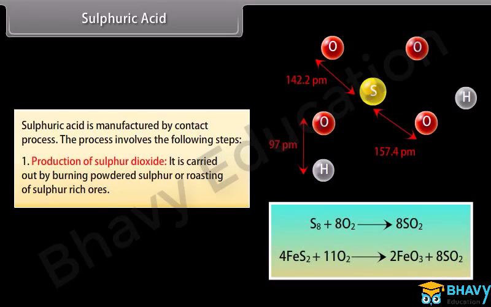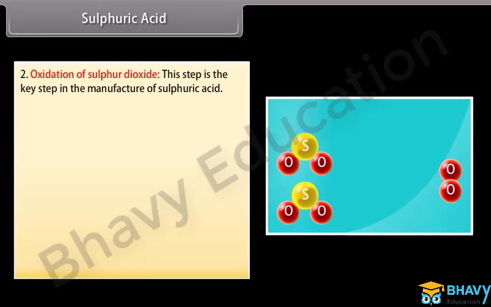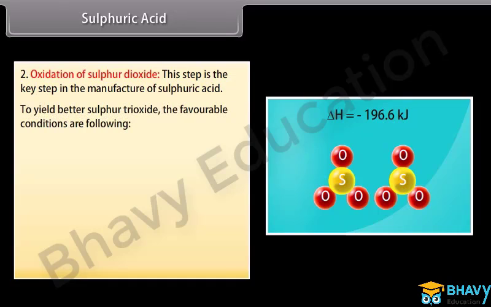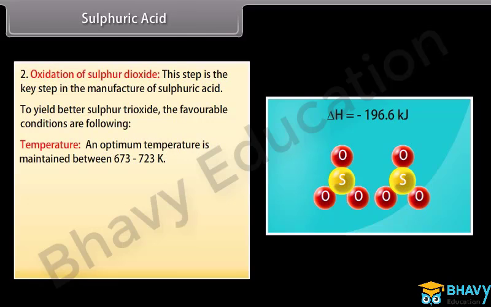Production of sulfur dioxide. It is carried out by burning powdered sulfur or roasting of sulfur-rich ores. Oxidation of sulfur dioxide. This step is the key step in the manufacture of sulfuric acid. To yield better sulfur trioxide, the favorable conditions are the following. Temperature. As the reaction is exothermic, a low temperature favors the forward reaction. An optimum temperature is maintained between 673 to 723 Kelvin.